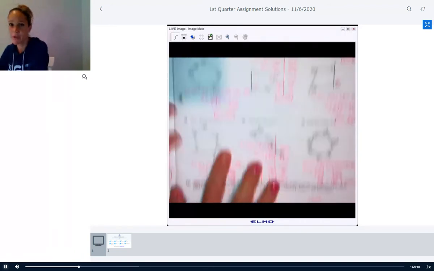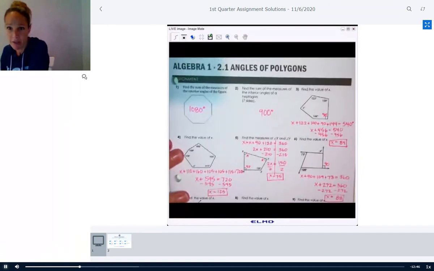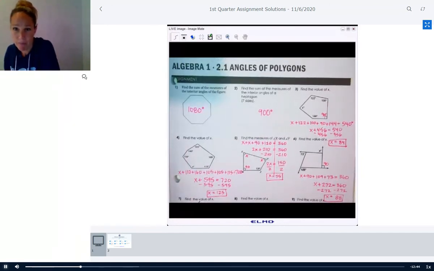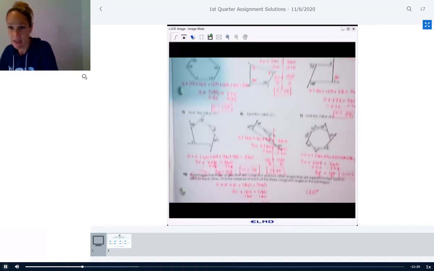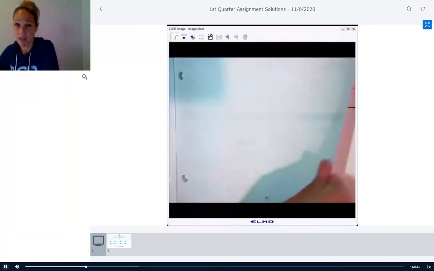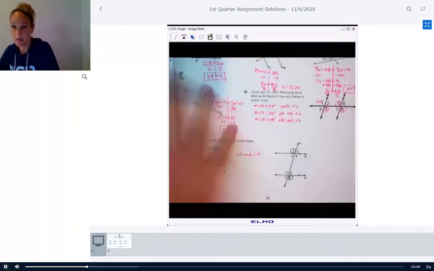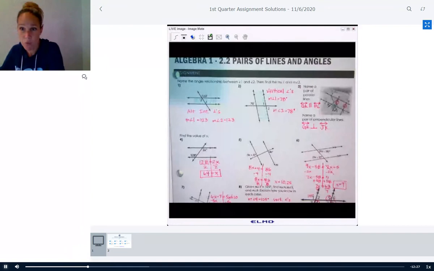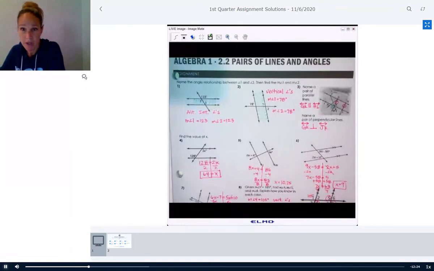On to Unit 2. Here are the problems for 2.1. First half of that there. And then here are the rest of the problems. Okay, moving on to the next one. Remember, you guys can hit pause so that you can make sure you have all of the steps and work in your workbook. Here are the first questions for 2.2.